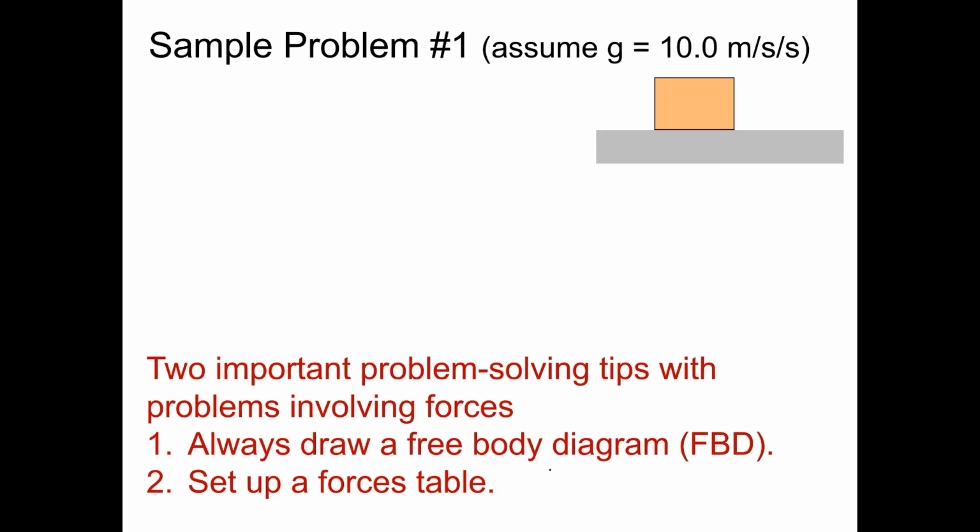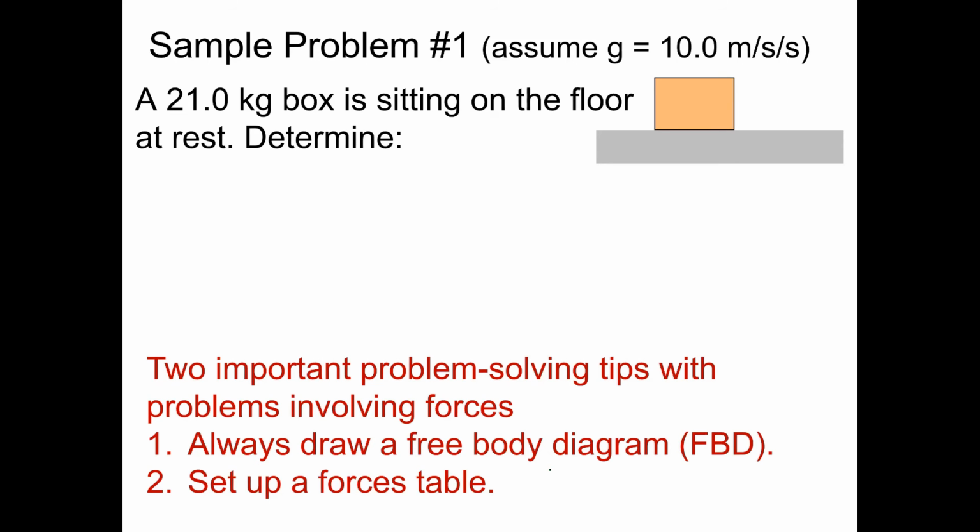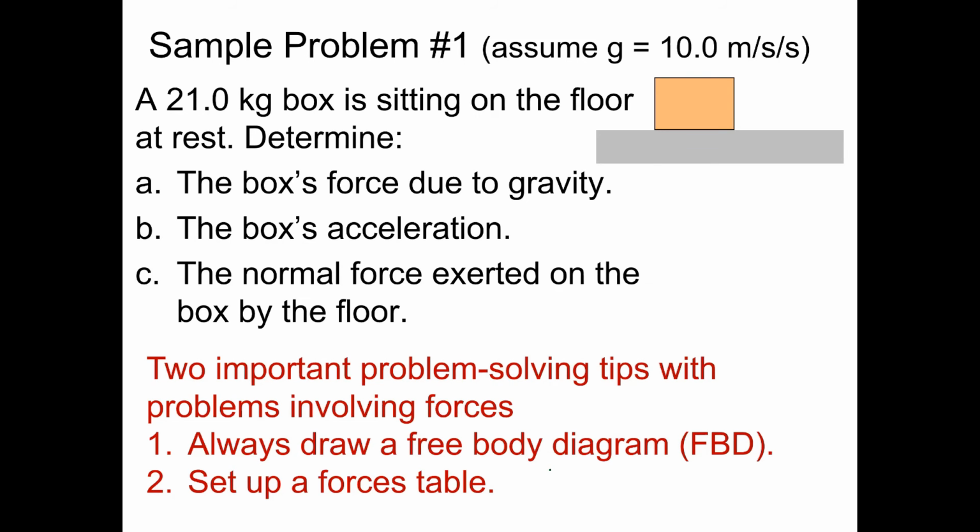Okay, so here's sample problem number one. For this problem, we're going to assume that the acceleration due to gravity is 10 meters per second squared. So I have a 21 kilogram box that's sitting on the floor at rest, and I want to determine three things about it: the box's force due to gravity, the box's acceleration, and the normal force exerted on the box by the floor. Okay, three things I want to determine. And so what is the first most important problem solving tip? It's drawing a free body diagram, right? So let's go ahead and do that.